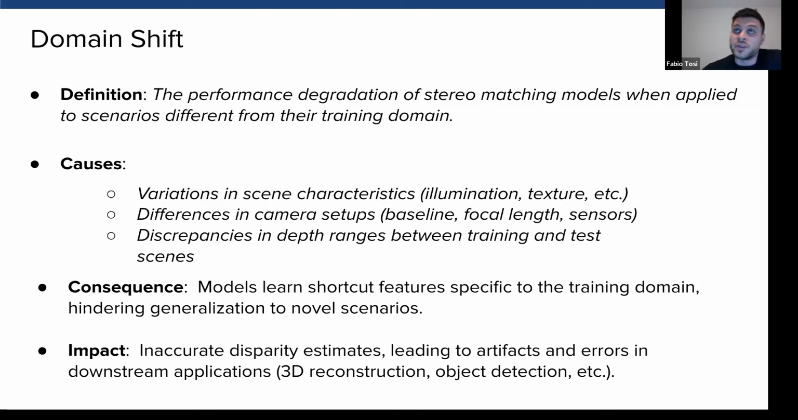Let's consider the differences in terms of outdoor and indoor environments. As a consequence of these causes, these models learn shortcut features that are specific to the training domain. And this, of course, hinders generalization across different environments. These shortcuts are consistent local statistics between the left and the right images that are specific to the training domain, or specific semantic information, appearance of the training images. And of course, the impact of this problem is that these networks are incapable of estimating accurate disparities, of course leading to artifacts and several errors in downstream applications such as 3D reconstruction, 3D object detection, and so on.